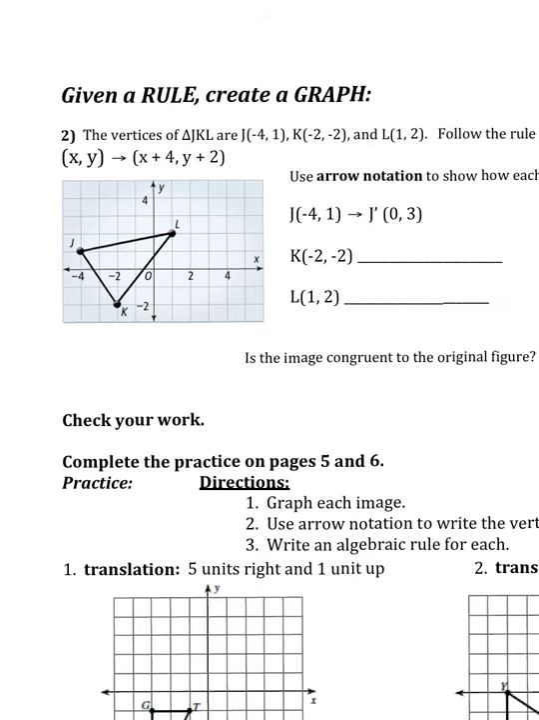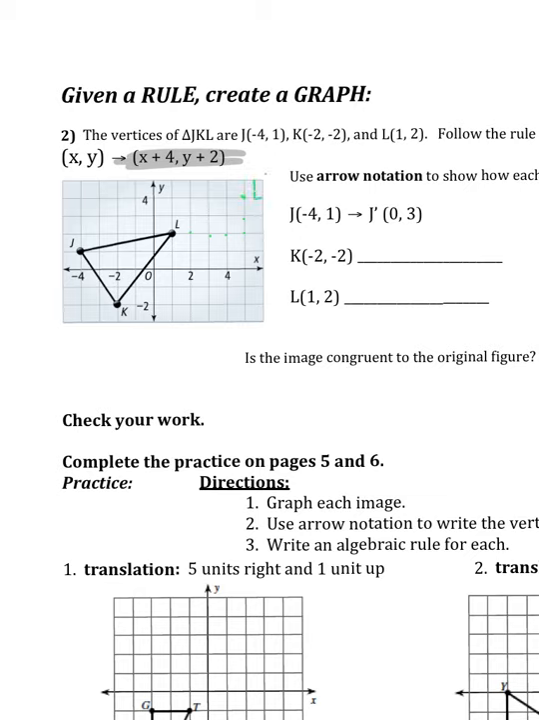All right, now I'm on page 4, practicing translations a little bit further. We're given a translation rule of x plus 4, y plus 2. That means I need to move every point 4 units to the right, which is the positive direction on the x, and 2 units up. So if I do that, let's see what happens. 1, 2, 3, 4, 1, 2.